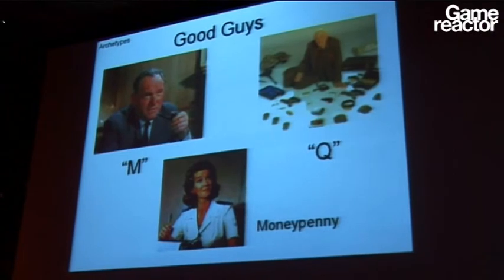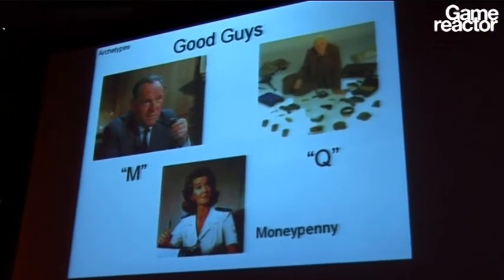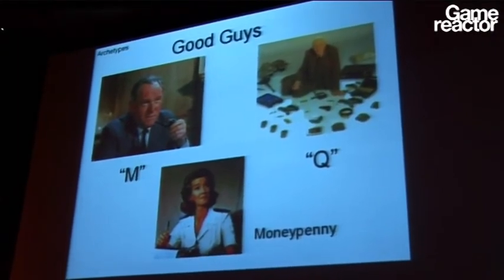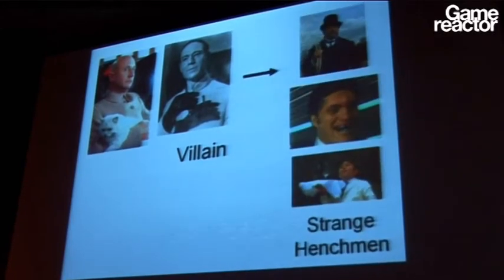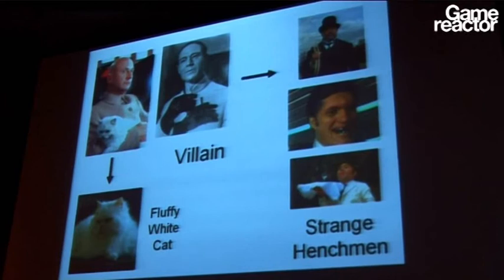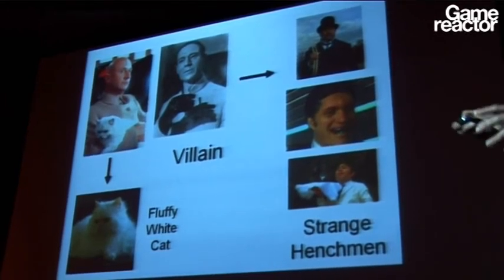The archetypes in James Bond are very strong. You have the typical good guys: his boss, his assistant, the guy who gives him all the cool toys. Really, the bad guys are the interesting part of James Bond. You have, of course, the evil villain with these strange henchmen, and of course, always the fluffy white cat.